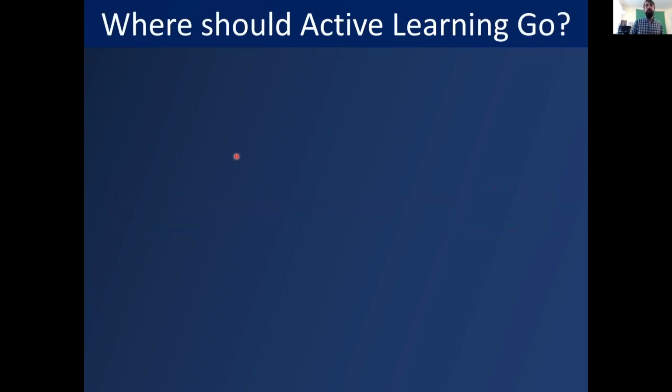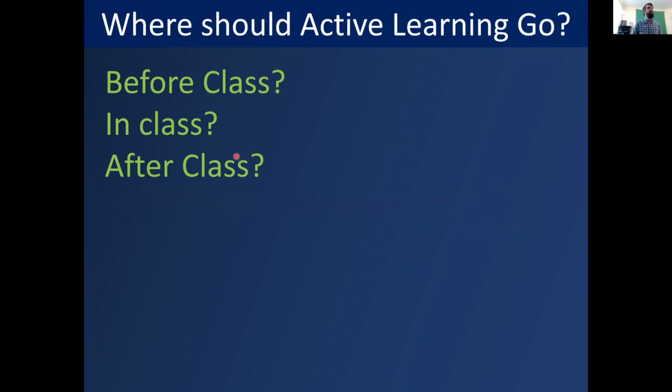Next, you can think, well, where should the active learning go in the learning process? There are different ways to think about this. Should it go before class? Should it be during class? Should it be after class? It could be any of these. I've done versions of active learning that have had active learning in all of these different components. But you can try to think about where it would be best in your context.